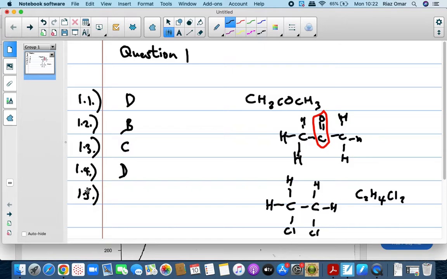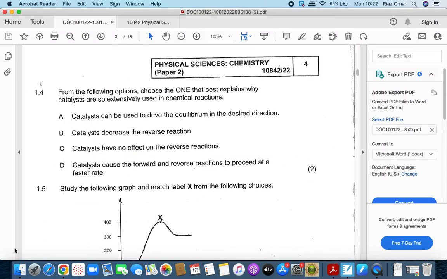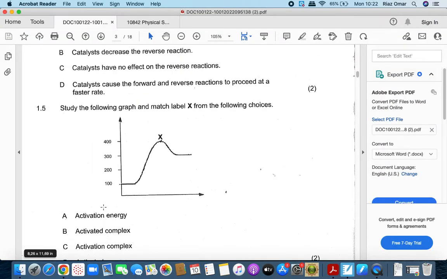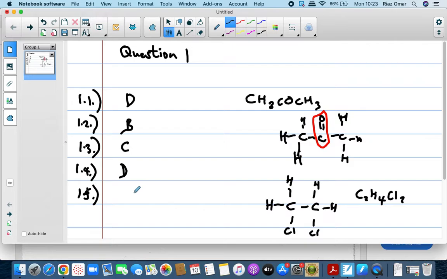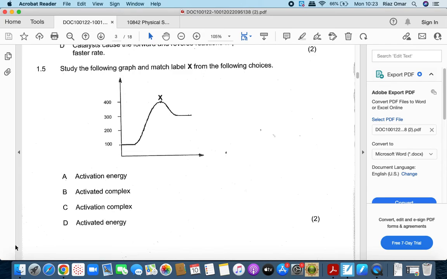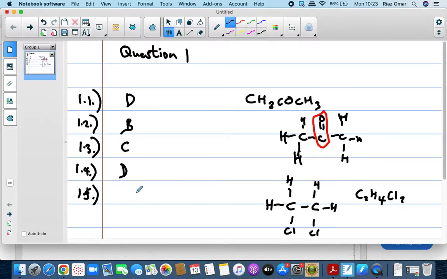1.5. Okay, 1.5. The question is, study the graph below and match label X from the following choices. So X is the top of the graph, so that will be the activated complex. So is there an answer like that, the activated complex? 1.5. B is the answer, activated complex. So you see, when I answer multiple choice, you either work it out, and then you see if the answer is given in the question. B, activated complex.